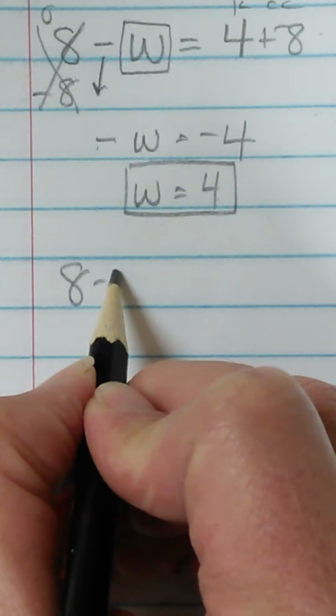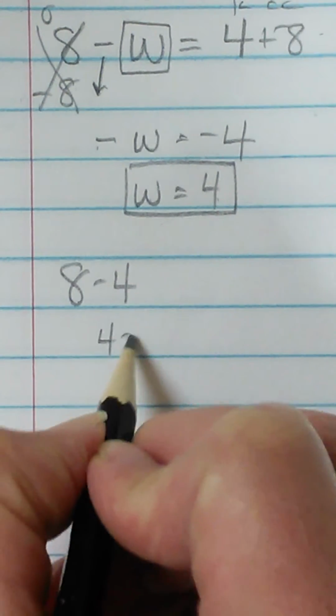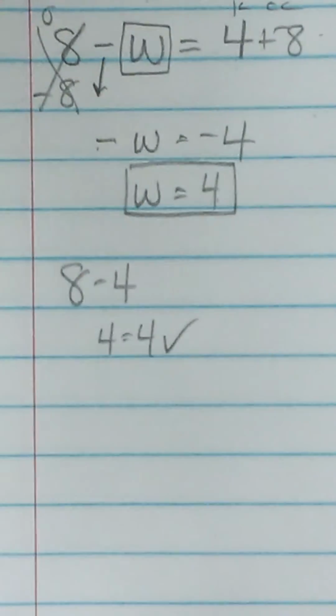I'm going to put that into my problem just to see if it's right. 8 minus 4 is 4. 4 equals 4, so I know I'm right.